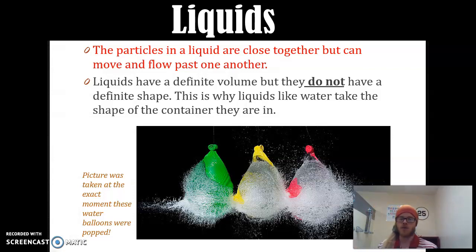So these molecules have a definite volume, right? They're not going to expand or contract, but they take the shape. So if I have a water balloon, I can squish that water balloon around, right? But if I squish it too tight, it's going to pop because that liquid has a definite volume, right? I can't squeeze that volume down, or I can't expand that volume out, but I can move it around. I could squish that water balloon and change the shapes.